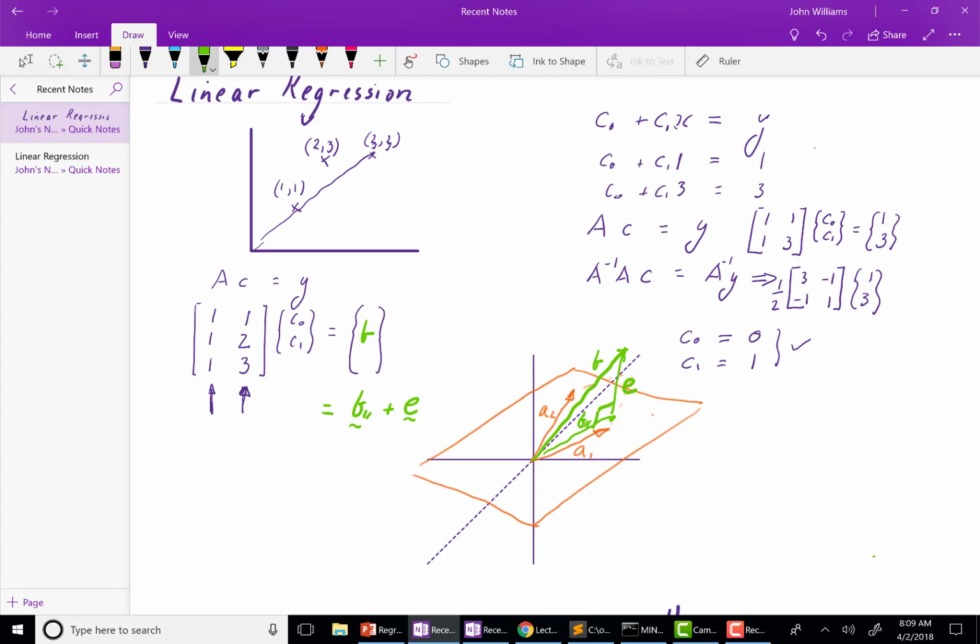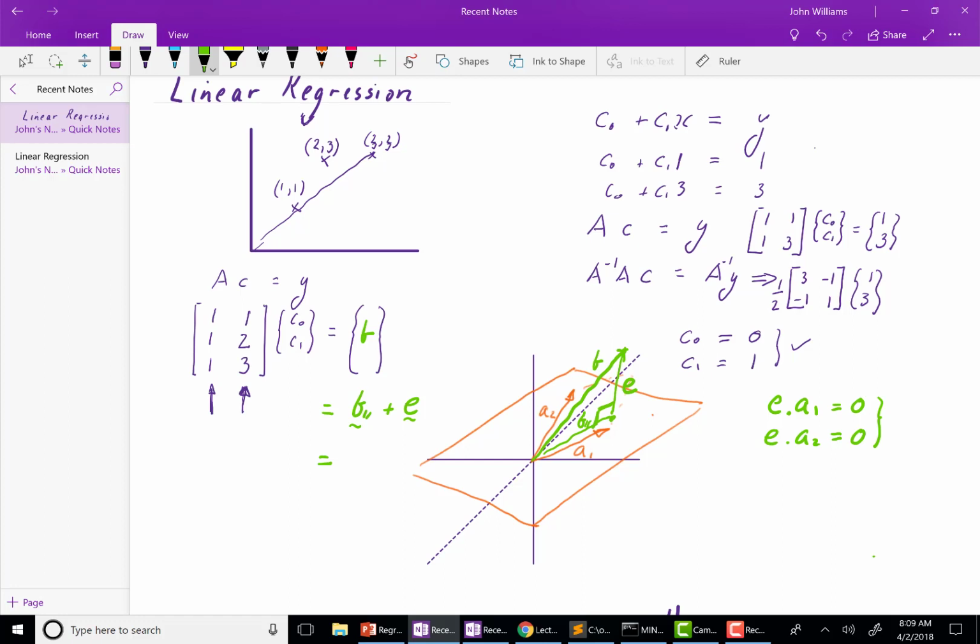Now, what do I know about E? Well, I know E is at right angles to the plane. This is a right angle. So it's at right angles to any vector in that plane. In particular, E dotted with A1 is equal to 0, and E dotted with A2 is 0, or any combination of A1 and A2. But in particular, this is true. So now I'm going to write this right-hand side in this way.